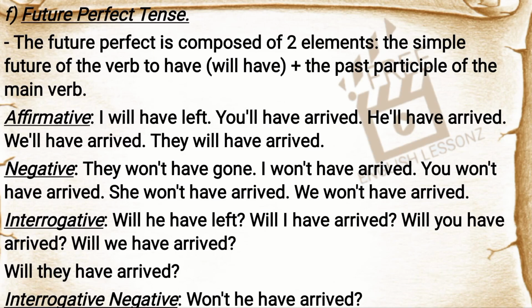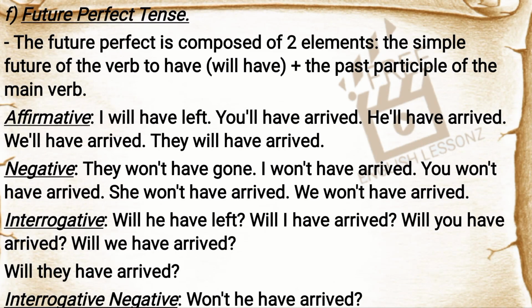Negative: they won't have gone, I won't have arrived, you won't have arrived, she won't have arrived, we won't have arrived. Interrogative: will he have left? Will I have arrived? Will you have arrived? Will we have arrived? Will they have arrived? Interrogative negative: won't he have arrived?